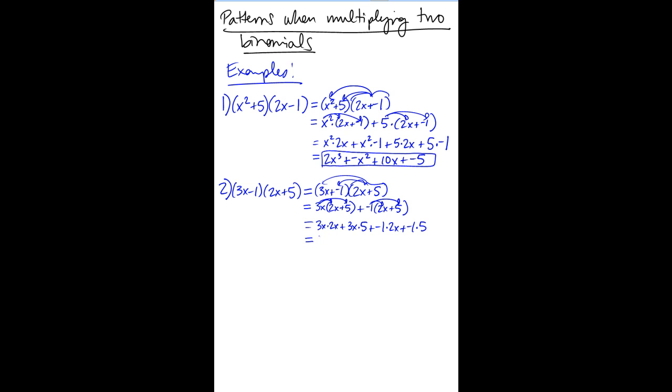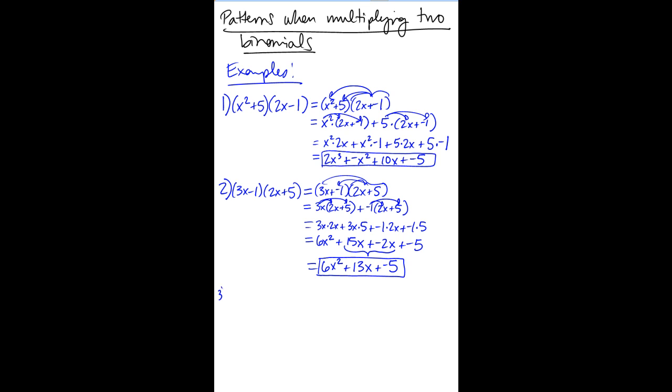3x times 2x is going to be 6x squared. 3x times 5 is going to be 15x. Negative 1 times 2x is going to be negative 2x. And negative 1 times 5 is going to be negative 5. Now I notice that the 15x and the negative 2x are like terms, so those can be combined. So in this case I'll actually get 6x squared. 15x plus negative 2x is going to be 13x, and then I'll have a plus negative 5. Again, I could rewrite the plus negative 5 as minus 5. That would be okay also.